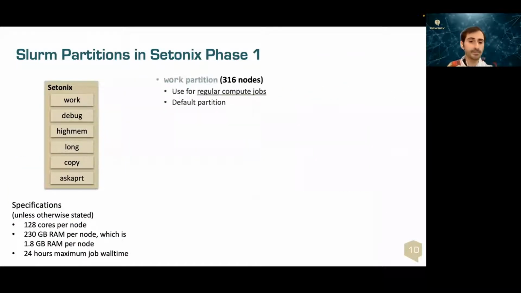So in Setonix phase 1, we currently have 6 partitions of the system. Unless specified, keep in mind that the partition would have 128 cores per node, 230 gigs of RAM available, which means 1.8 per core, and 24 hours maximum runtime. Some of them will have different specs. They will be outlined here in the text.